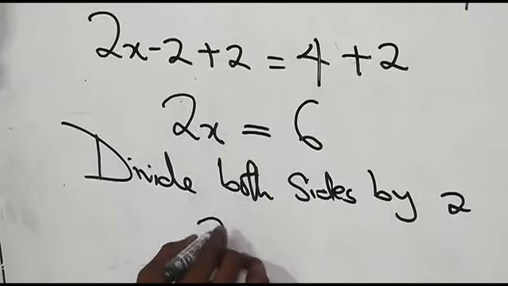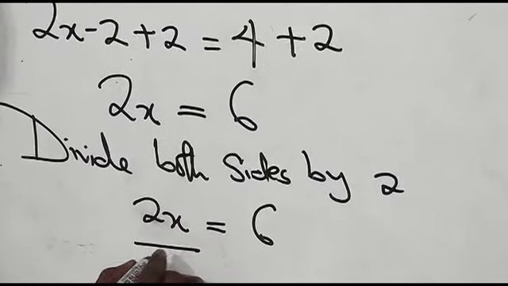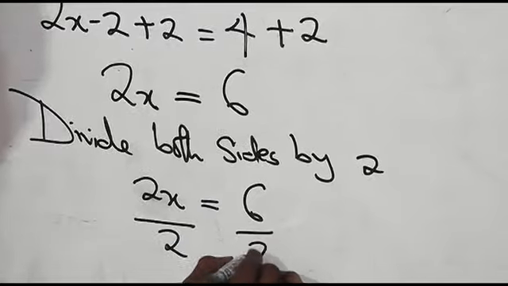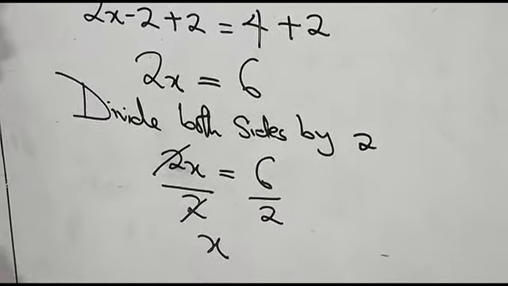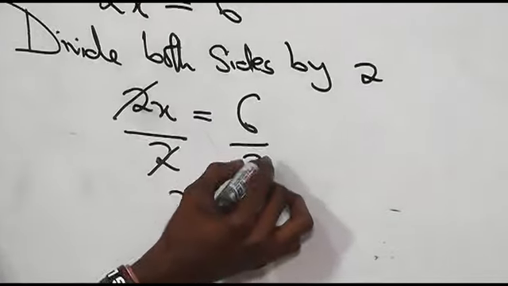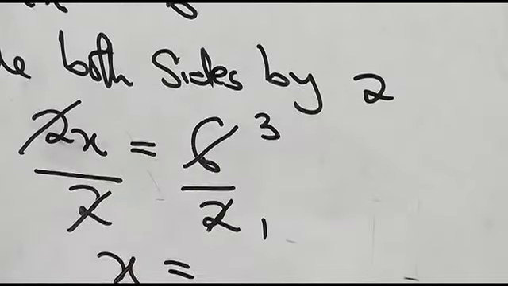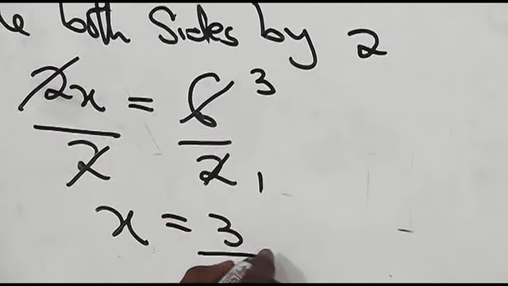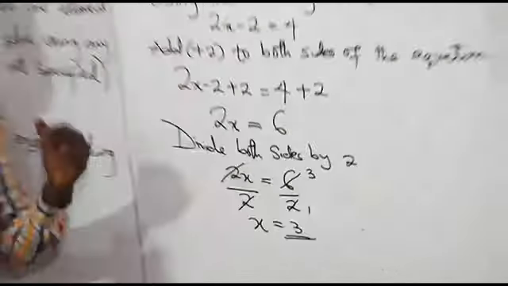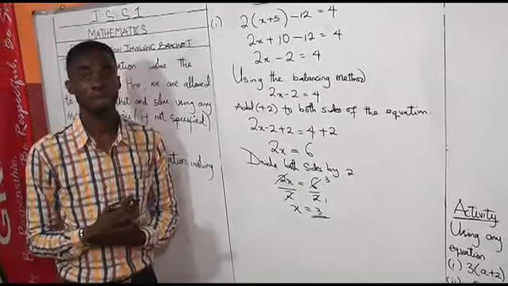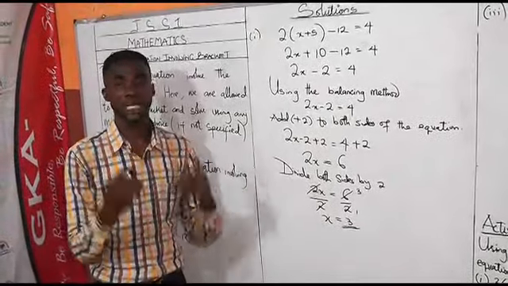Here we have 2x is equals to 6. Dividing both sides by 2, these 2 cancel these 2. We have x left is equals to, 2 into 6, we have 3. So we have x is equals to 3. So the critical value of x in this very question is equal to 3. So this question has been solved using the balancing method.